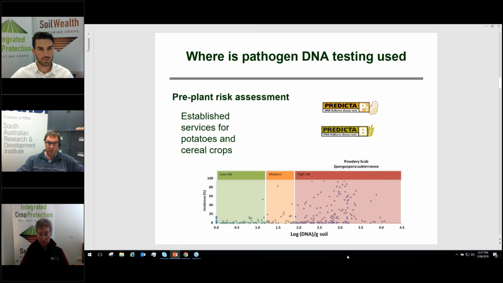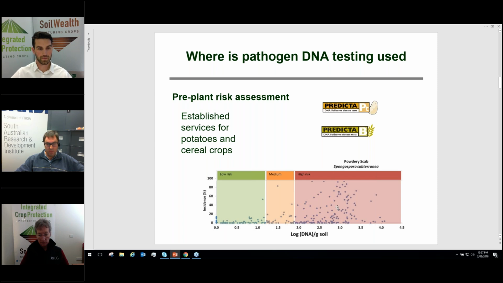So just to explain it, if you can see where I'm pointing the mouse down the bottom there, that's basically what we're measuring. We're measuring the DNA of the pathogen, which is Spongospora subterranea in this case. So we're measuring the total amount of DNA in the soil prior to planting, and we're getting a level across here. Now, to actually validate these tests, what we've done is we've gone out and we've assessed what the incidence of powdery scab is on all of those paddocks, or sites, at the end of the day.